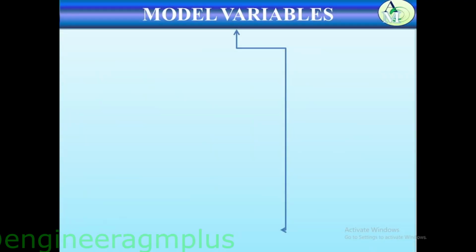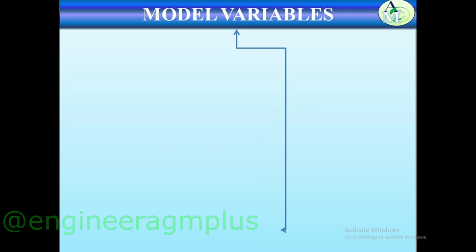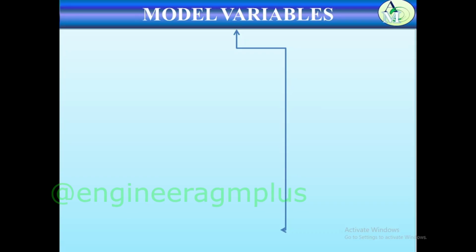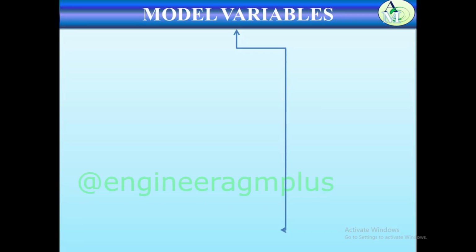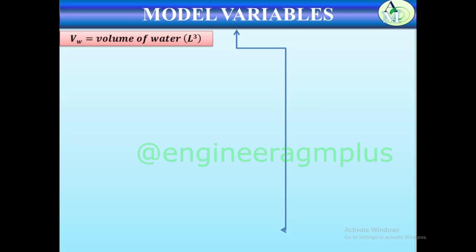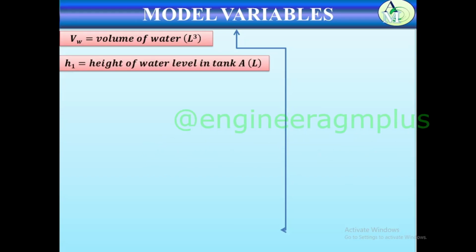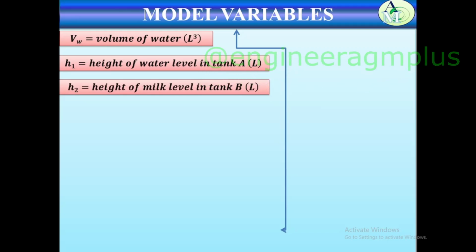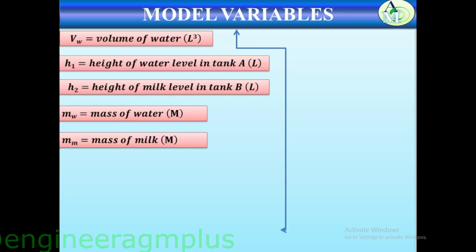The variables: to make my attempt more explanatory and concise, the following variables would be declared in terms of the appropriate symbols and letters. VW, that's the volume of the water, and the dimension is L cubed, and H1 is the height of the water level in the tank A, as labeled in the image as well, and the dimension is L. H2 is the height of the milk level in the tank B, the dimension is L as well, and MW should be the mass of the water, and the dimension is M. M should be the mass of the milk, the dimension is M.